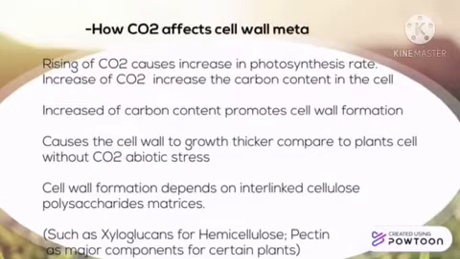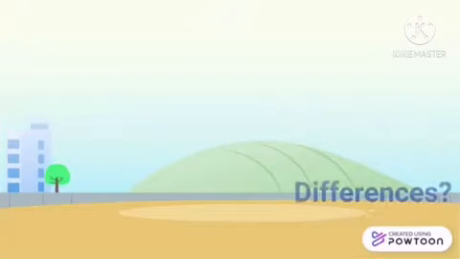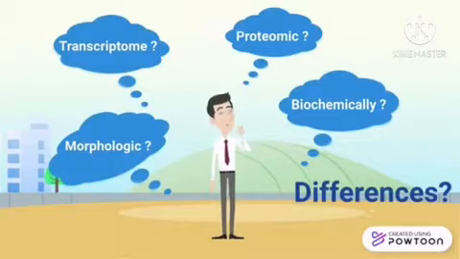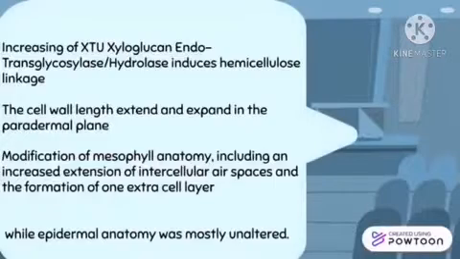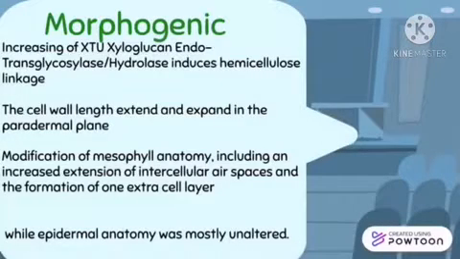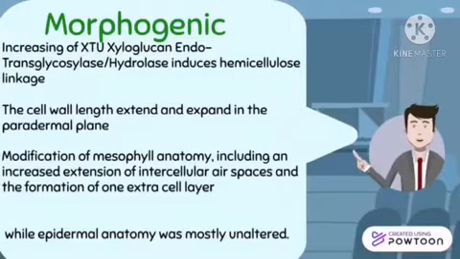The increase in photosynthesis rate and cell wall formation depends on the interlinked cellulose polysaccharide matrices such as xyloglucans. The overview of cell wall metabolism consists of morphologic, transcriptome, proteomic, and biochemical aspects. First, the morphologic aspect will cause the cell wall length to extend and expand in the paradermal plane. Besides that, it also modifies mesophyll anatomy. All of these are due to the increase of XTH.